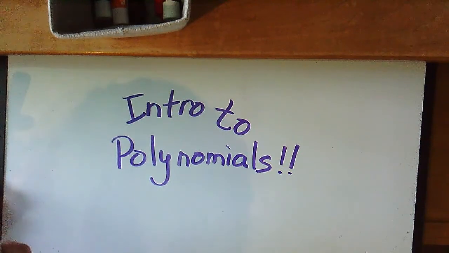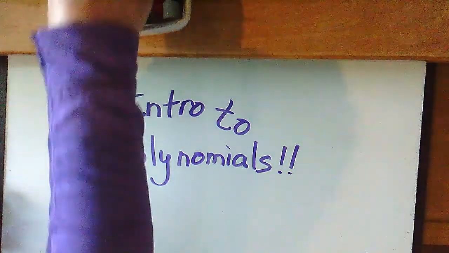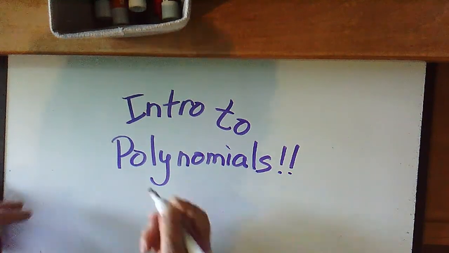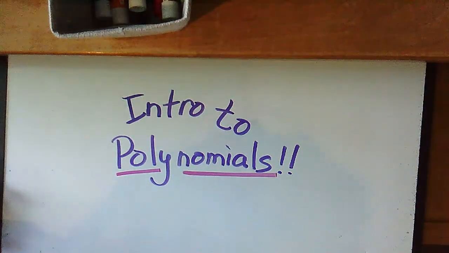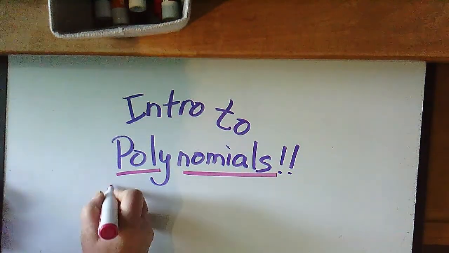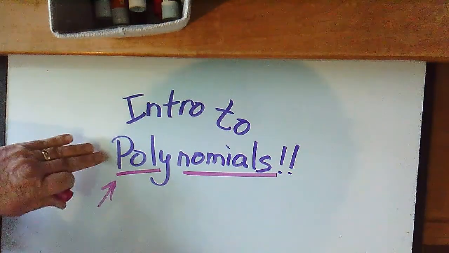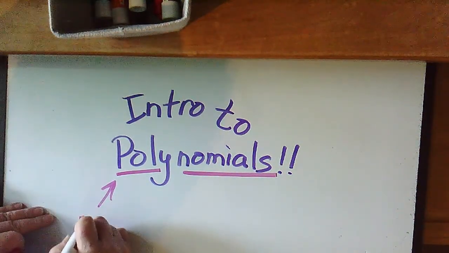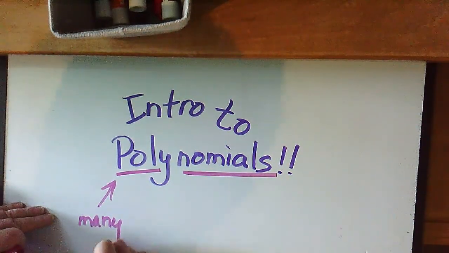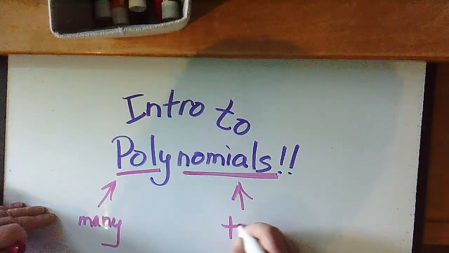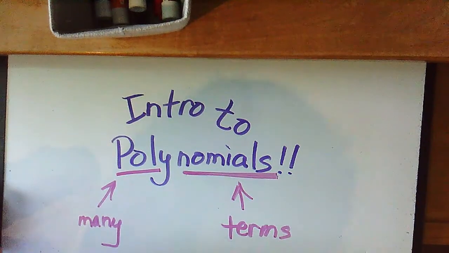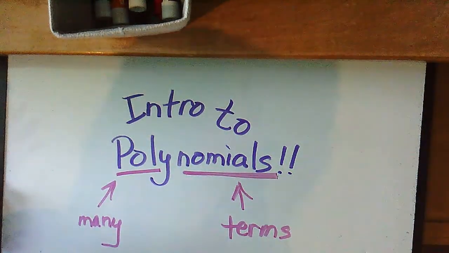First, let's talk about what the word itself means. Polynomial is just a fancy word that comes from the Greek language. Poly is a Greek prefix that means many. And the root nomials simply means terms. So polynomials are mathematical structures that can have many terms.